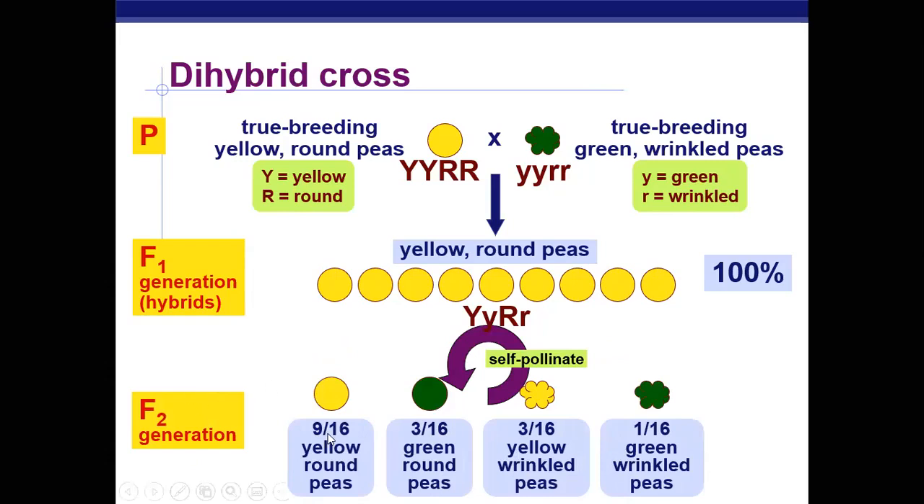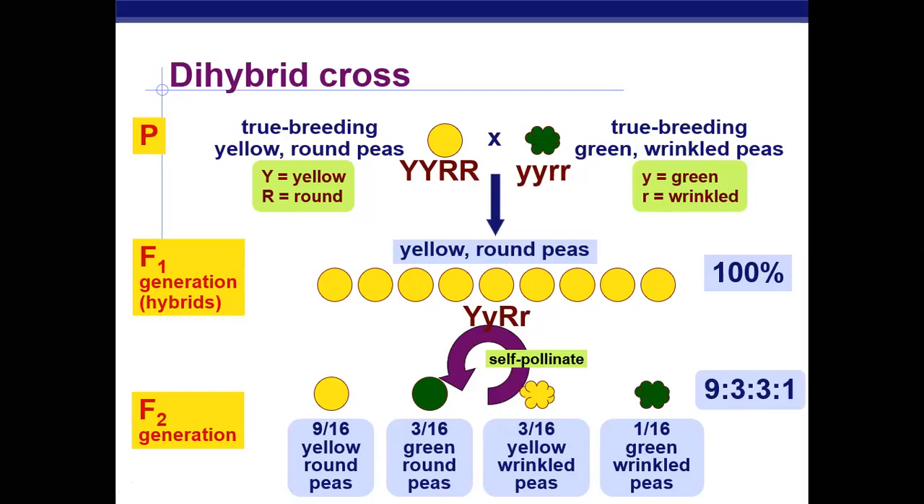So you're going to get 9/16 of them will be dominant yellow round. 3/16 will be green round. 3/16 will be yellow wrinkled. And 1/16 will be green wrinkled. A ratio of 9:3:3:1.